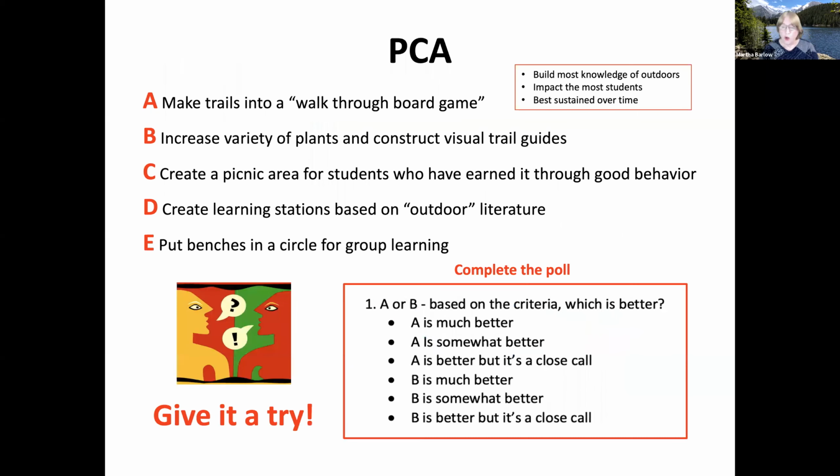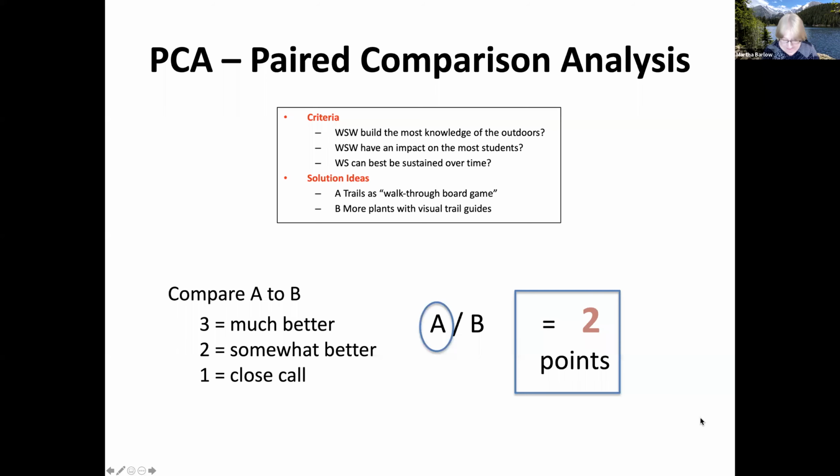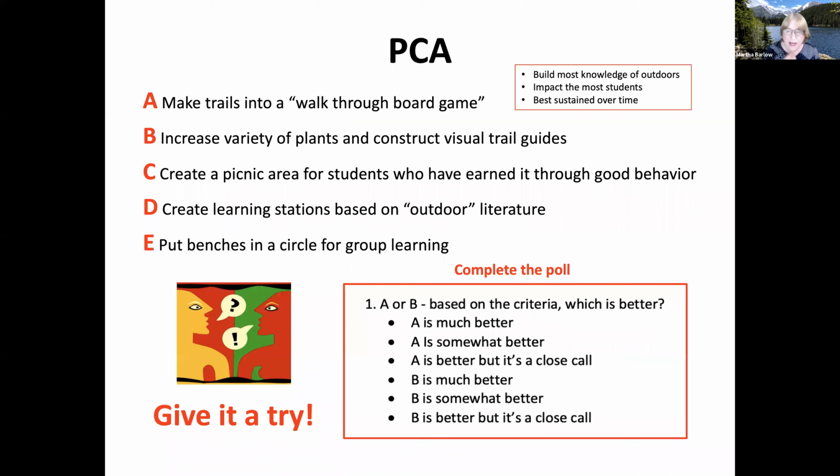So we're going to work on this using another poll that Debbie will put up in a minute. Don't do it quite yet. So in the red box where you see complete the poll, the questions will look like this. Number 1 is A or B. Based on the criteria, which is in the red box at the top, most knowledge of the outdoors, impact students, sustain over time, which one is better and how much better? So based on what we did before, you would click on A as somewhat better.